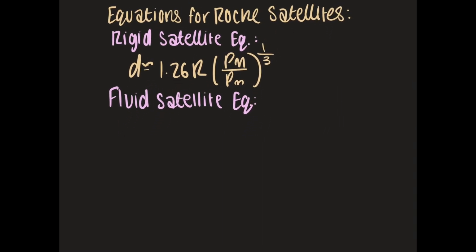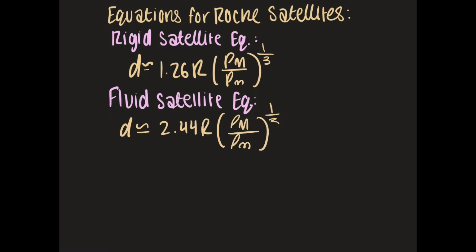And fluid is a little different. We have distance is equal to approximately 2.44 times the radius of our larger object, and we're again multiplying this by rho large m over rho small m, and we set this equal to the power of 1/3.